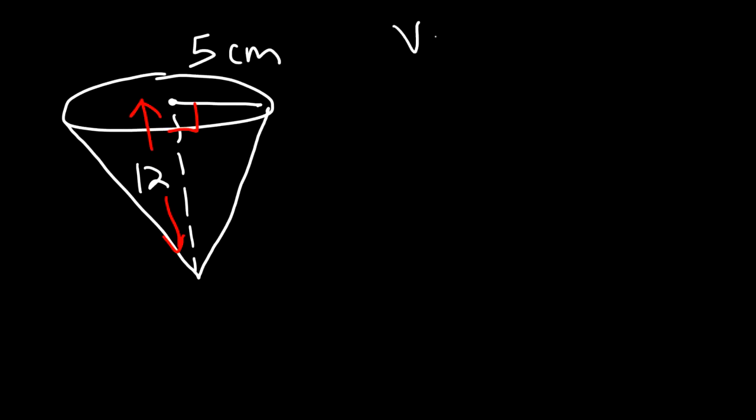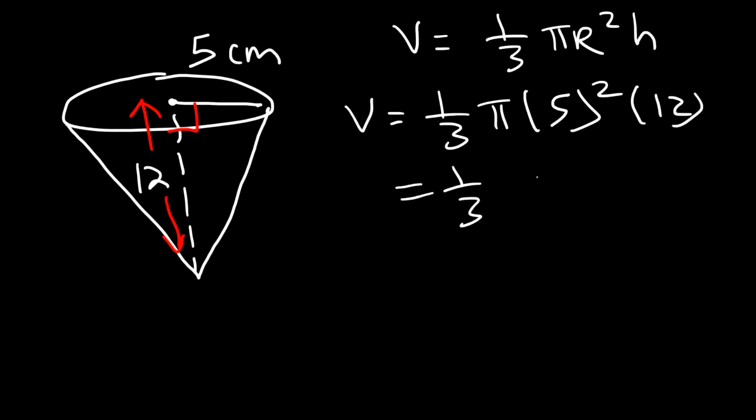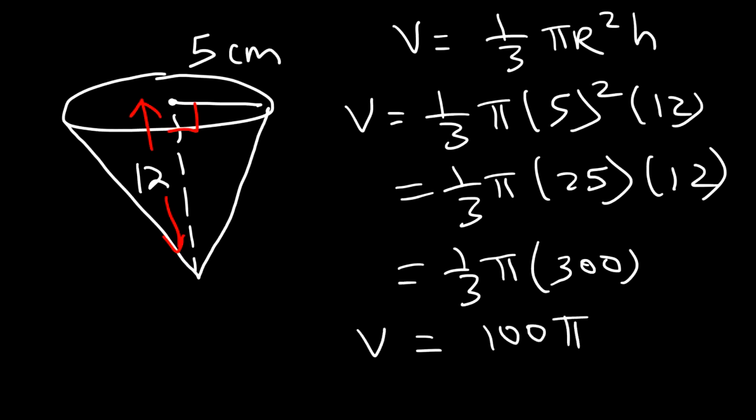So let's start with the volume. We know the volume is 1/3 the area of the base, which is pi r squared, times the height of the cone. So we have the radius, which is 5, and the height is 12. 5 squared is 25, and 25 times 12 is 300. So this is 1/3 pi times 300, and 1/3 of 300 is 100. So the volume is 100 pi, and the units are cubic centimeters.